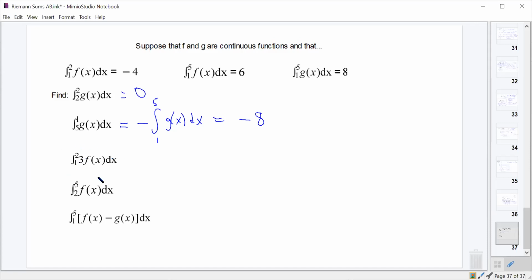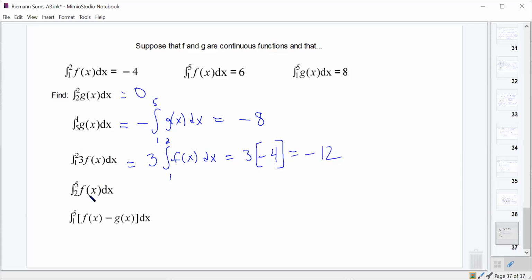All right, what about this one? What rule can I apply to this one? The constant one. Yeah, we can take that constant out and say this is 3 times the integral from 1 to 2 of f of x dx. And that becomes 3 times, what's the integral from 1 to 2 of f of x? -4. So this is -12.